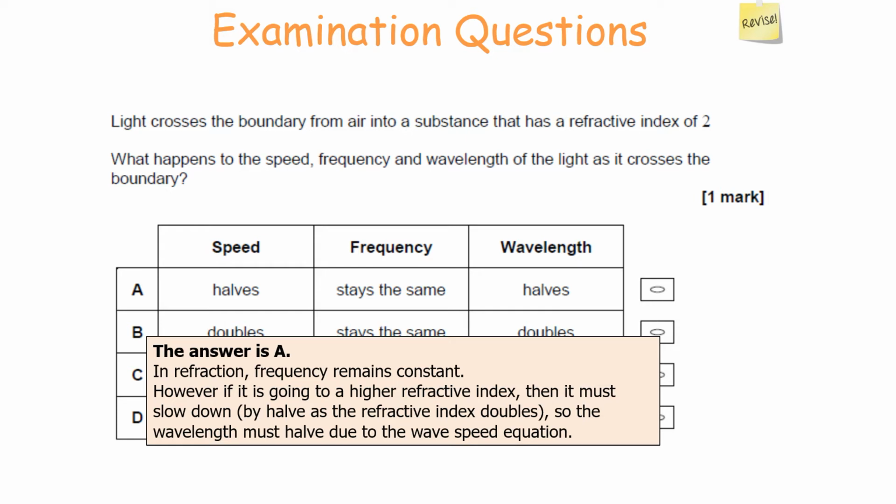Now we know that the actual denseness optically of the material has doubled, because air has a refractive index of 1 and this substance has a refractive index of 2. So if the density optically of the material has doubled, then the wave is going to slow down and therefore its speed will halve. Now the wavelength will also halve due to the wave speed equation, because we know wave speed is equal to frequency times wavelength. So if the frequency remains constant and the speed halves, it means the wavelength must halve as well.